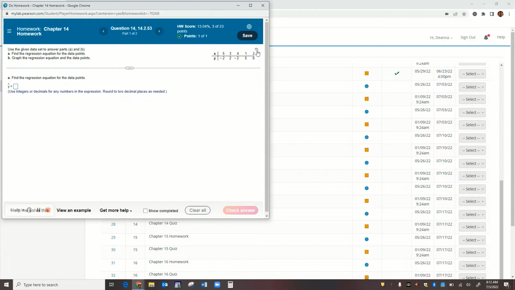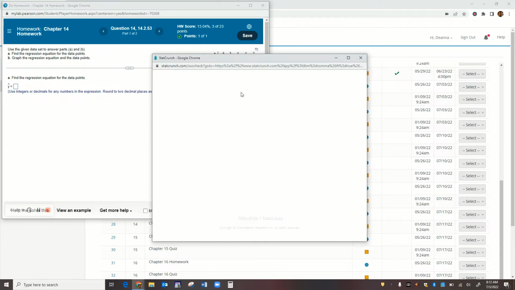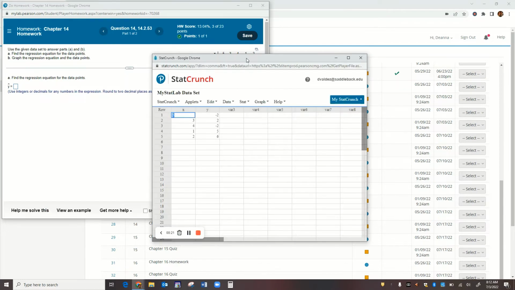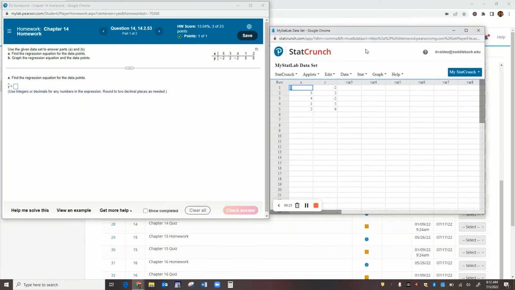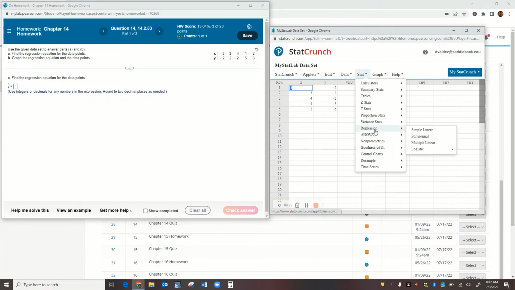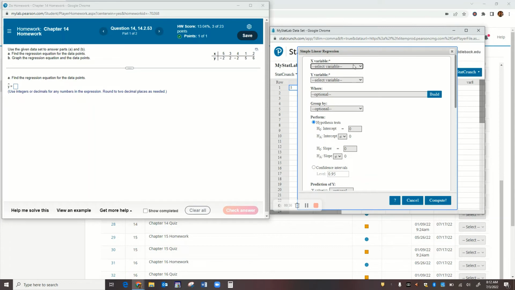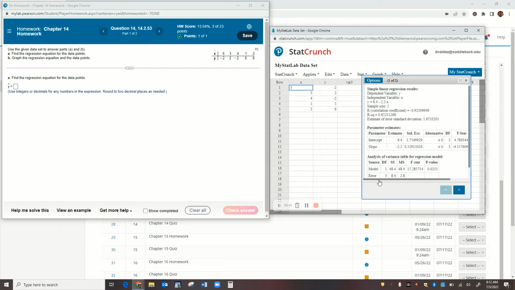So there's only 5 of them, but we're going to put that data in StatCrunch. And then you're going to go to Stat, Regression, and Simple Linear. Then you have to tell StatCrunch which variable is x and which is y. In this case, they're just called x and y, but later you'll see the names will matter. We can also do a hypothesis test and confidence interval, but that's for later on. So just leave it alone. You don't have to click anything else, and then hit compute.